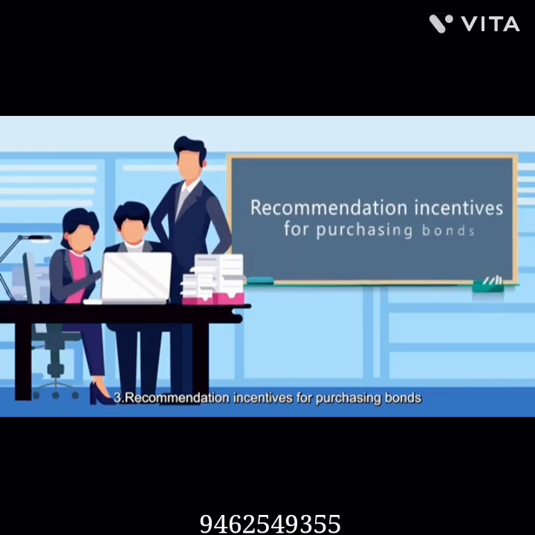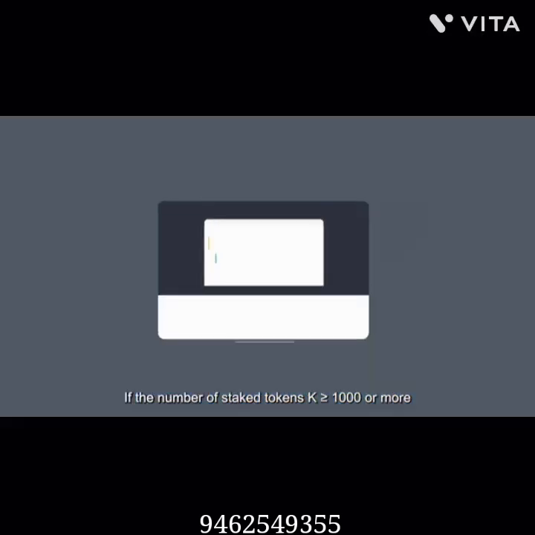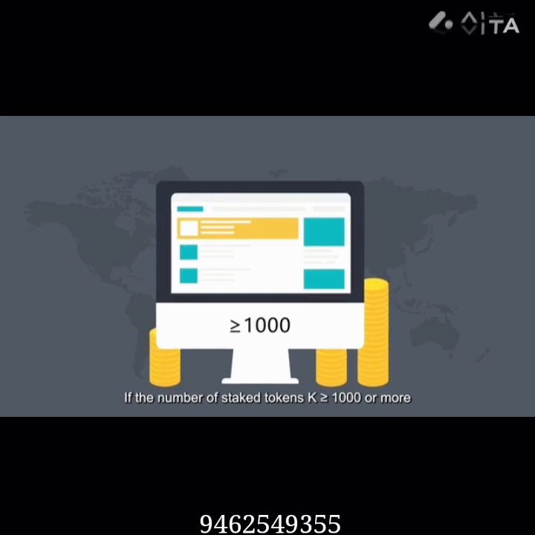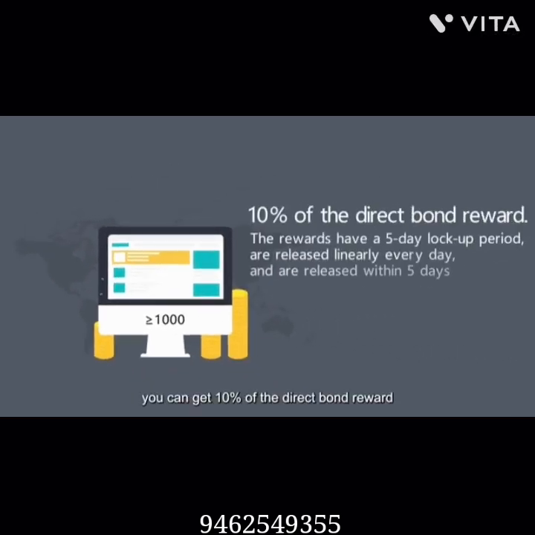3. Recommendation incentives for purchasing bonds. If the number of staked tokens, K, is greater than or equal to 1,000, you can get 10% of the direct bond reward. The rewards have a 5-day lockup period, are released linearly every day, and are released within 5 days.